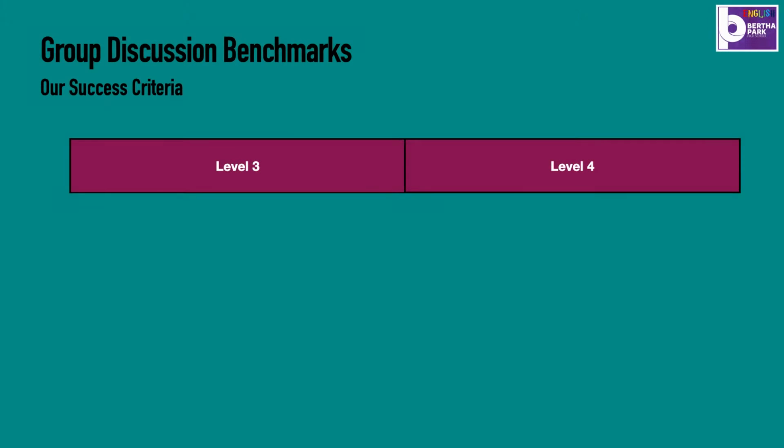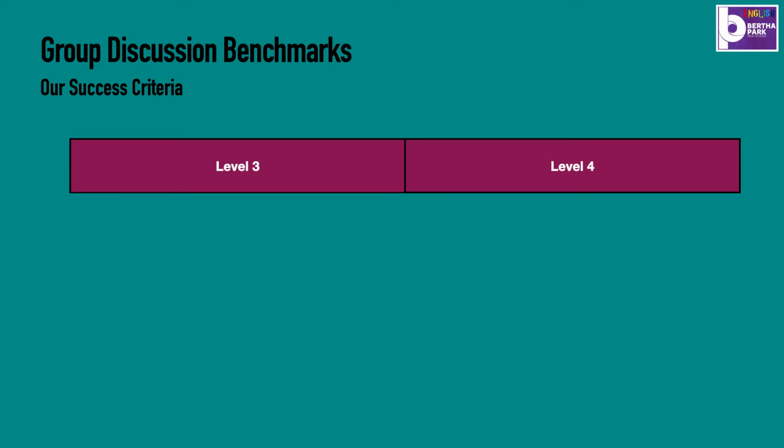Let's think about the group discussion benchmarks, because although we are looking at reading a text and the text happens to be a poster and a trailer for understanding, analysis and evaluation, the output in order to show that we understand this is going to be a creative piece. In other words, it's going to be a talk. So it's got its own success criteria.